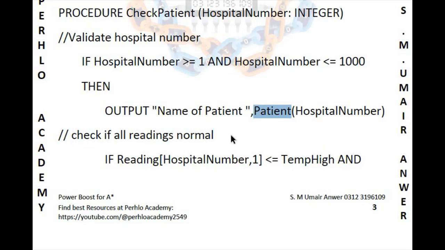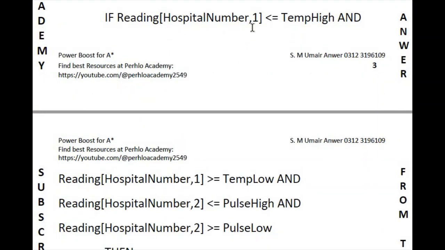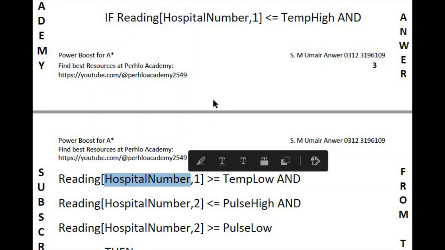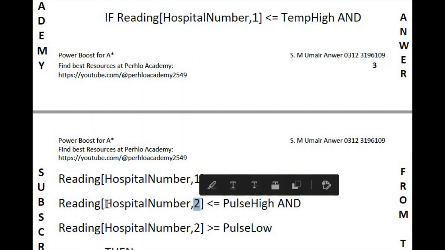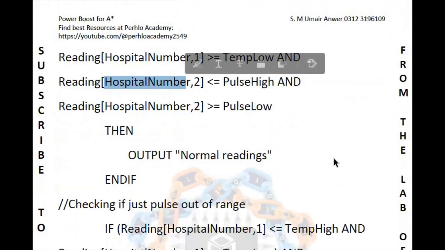Then we check whether the temperature and pulse readings are normal or not. So if reading hospital number 1 is less than or equal to temp high and reading hospital number 1, now this is being used here as an index number, whereas this is being used as the column number. So if the first reading, meaning temperature reading, is less than or equal to high and greater than or equal to the low temperature, and the pulse reading, meaning column number 2, again we'll use the same index number as the row number.